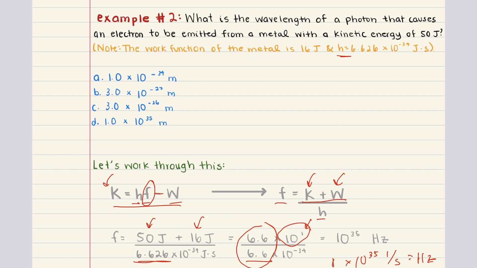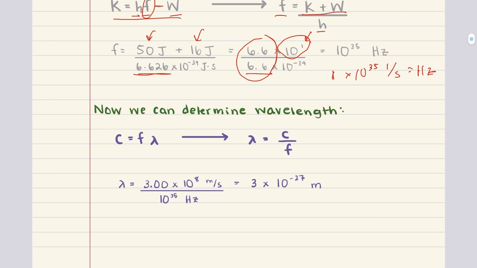From here, we can take this frequency and determine the wavelength. To do that, we're going to use this equation, which states that the speed of light, c, is equal to the frequency of light multiplied by the wavelength of light. We want to solve for wavelength, so we're going to rearrange this equation, and that gets us that the wavelength is equal to the speed of light divided by frequency.